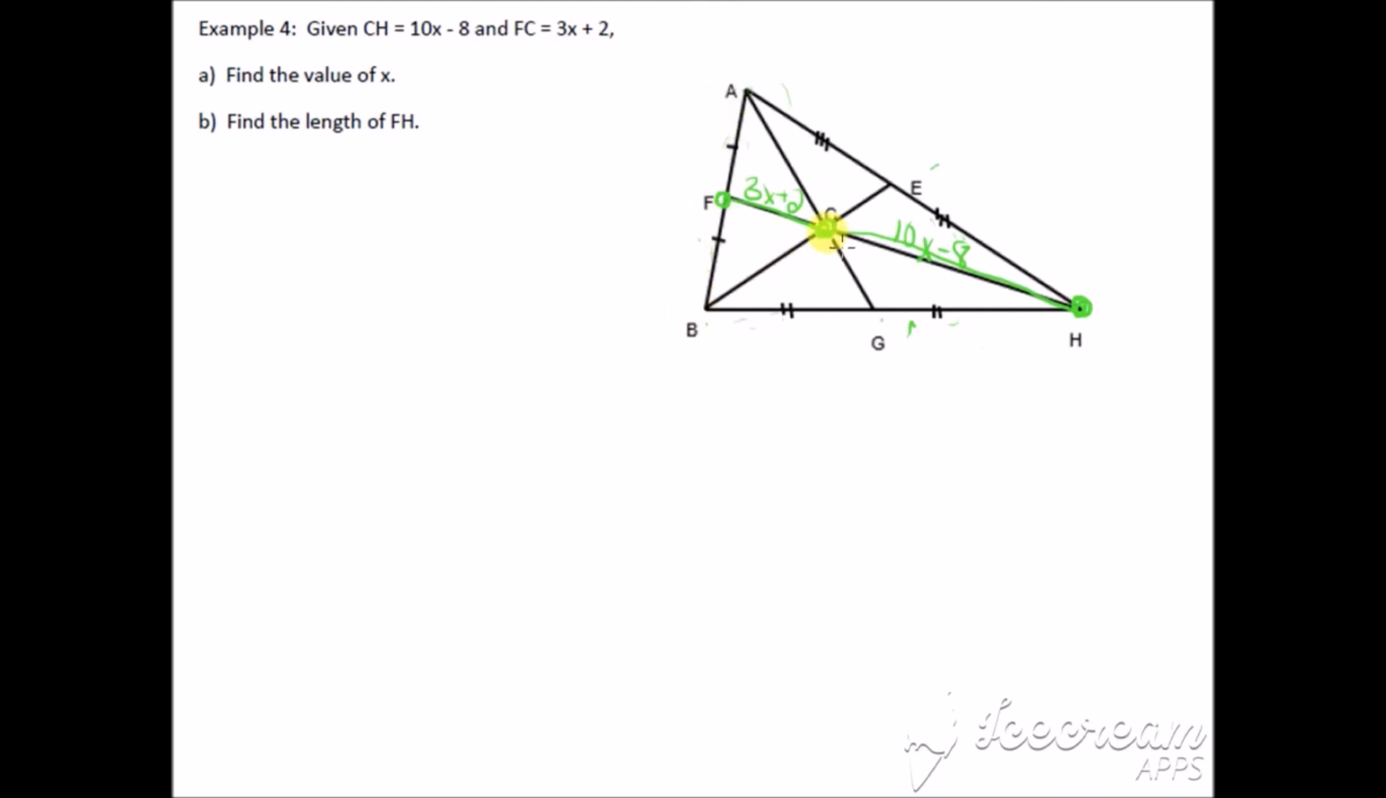So we know that these two measurements are going to be in a ratio of 1 to 2. Okay, so this is a little bit backwards. So 10x minus 8 is going to be the bigger one. So because this is doubled already, this is going to be 2 times 3x plus 2. And that's the equation that we get when we do that. It's a 2-to-1 ratio.